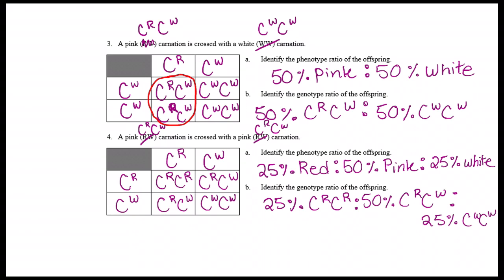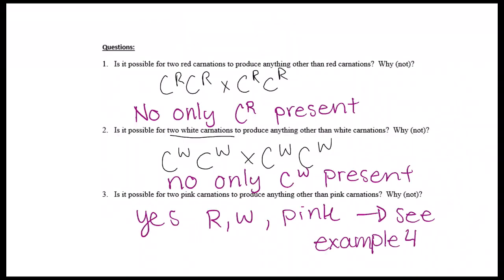Number 4, a pink C^RC^W carnation is crossed with a pink C^RC^W carnation. In this case, we get 25% C^RC^R, which will give us our red phenotype. 50%, which again are these 2 right here, give us our C^RC^W genotype, which is the pink phenotype. The last genotype is C^WC^W, which gives us our white phenotype. So that's 25% or 1 in 4.